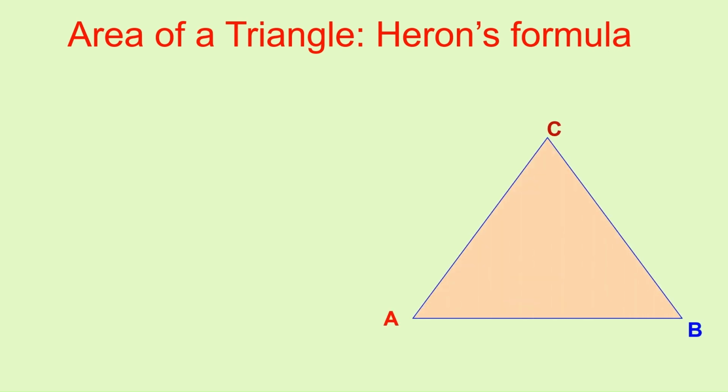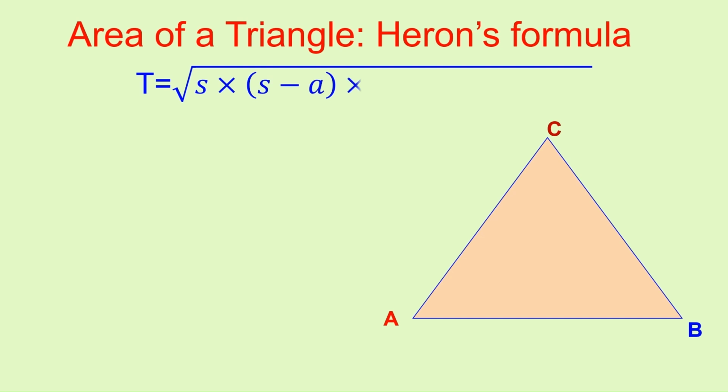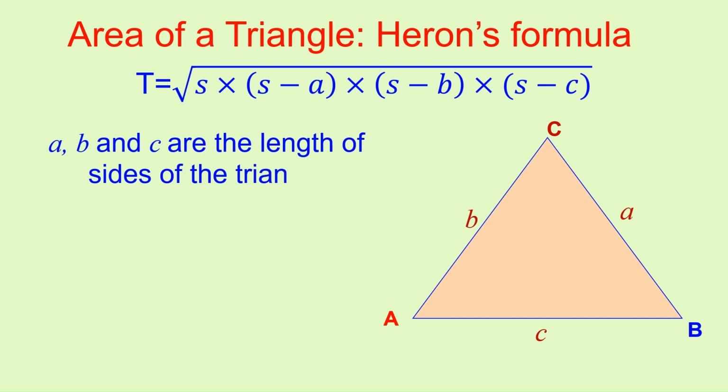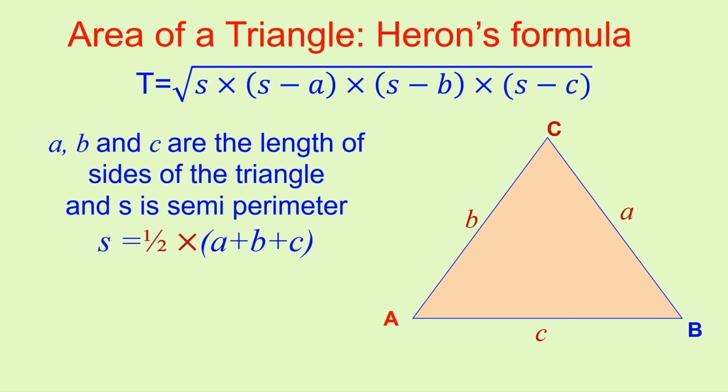Area of a triangle, Heron's formula. Area T equals square root of s times (s minus a) times (s minus b) times (s minus c). Note: a, b and c are the lengths of the sides of the triangle, and s is the semiperimeter. s equals 1/2 times (a plus b plus c).